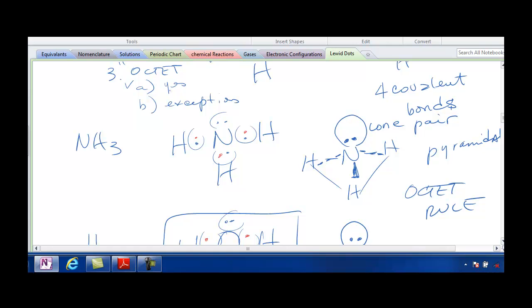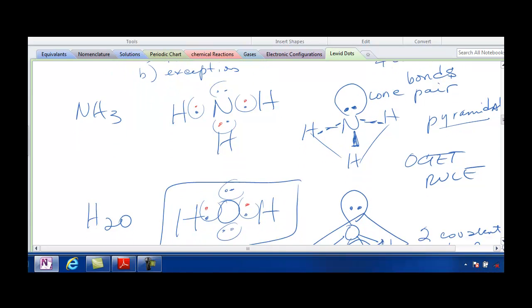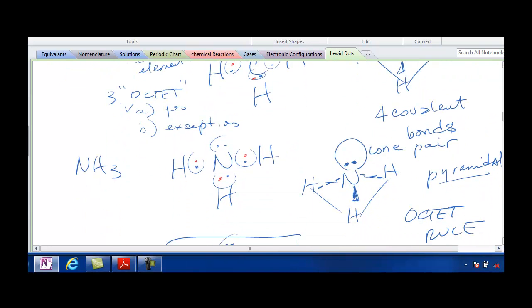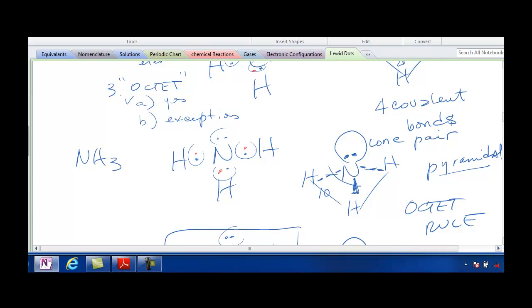It is not an exception. And how many covalent bonds does it have? 1, 2, and 3. 3 covalent bonds and 1 lone pair. And the shape was not tetrahedral. Since you had a lone pair, it was pyramidal. Trigonal pyramid, or pyramidal. Okay, so trigonal pyramid, like a little Egyptian pyramid. And the octet rule was obeyed. Then we looked at water. The angles for the pyramidal shape were 107. The angles here are 107.